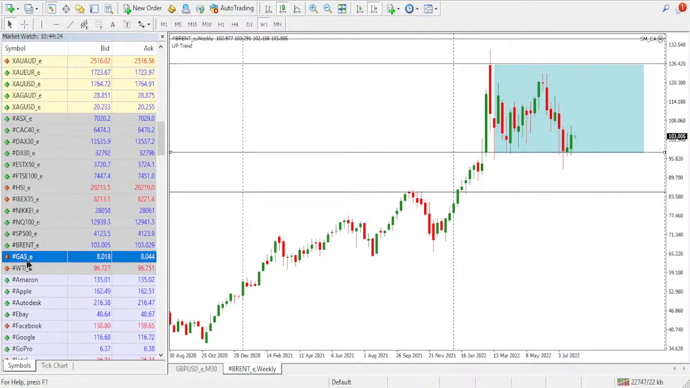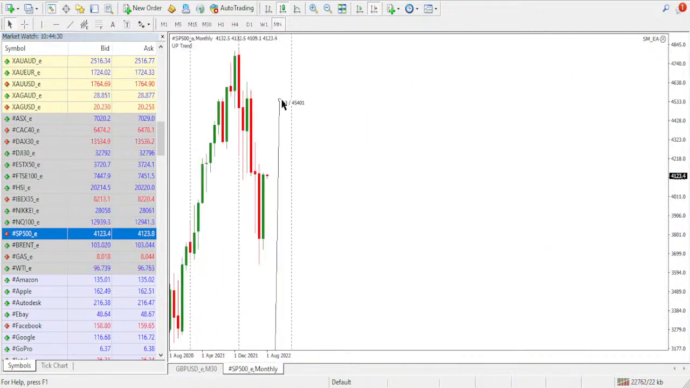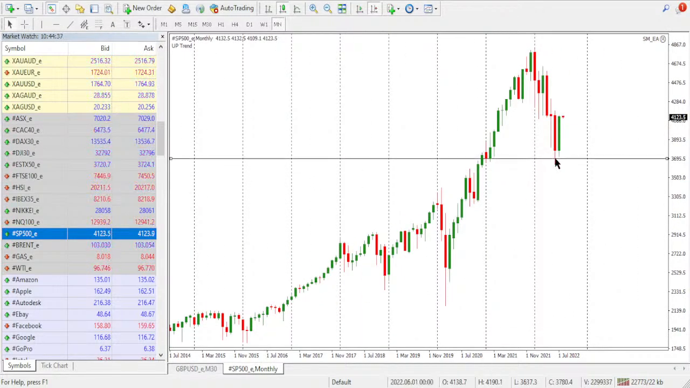So my next chart is the SP500. This is some good news. SP500 is gaining value significantly. We had our buy limit here. It was triggered already, so this is good news. Now we are in a position.